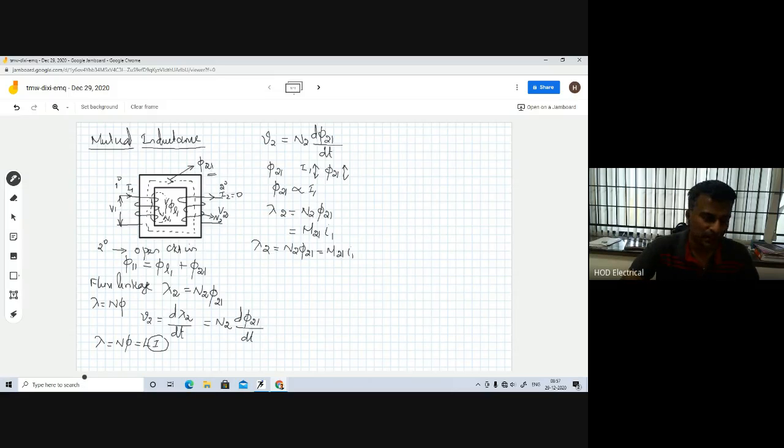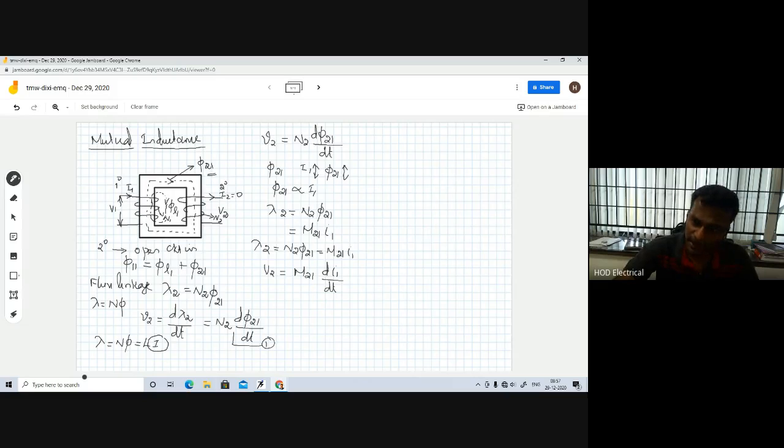Then, taking this as equation 1, the voltage equation, the induced EMF in the secondary side, can be written as V2 equals M21 dI1 divided by dt.